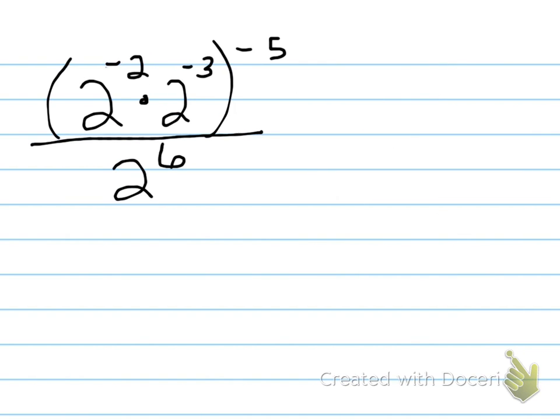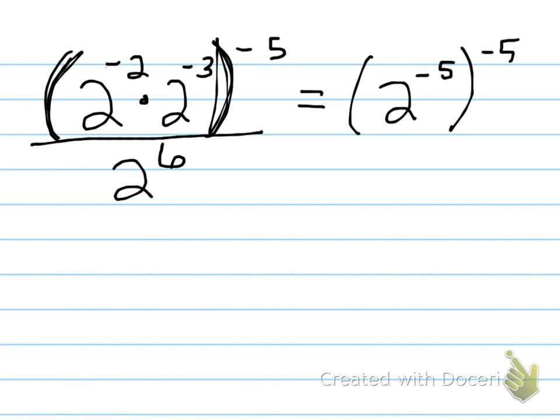Last example we have here. You can see we have a quantity up in the numerator already, so we're going to start working inside that quantity. Adding those exponents will give us 2 to the negative 5. We also have that negative 5 that's outside the exponent, so we just wrote that down again.